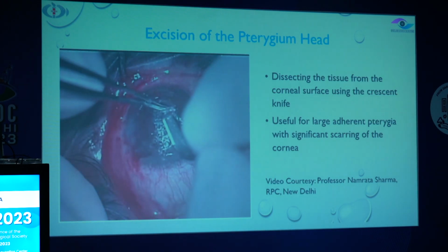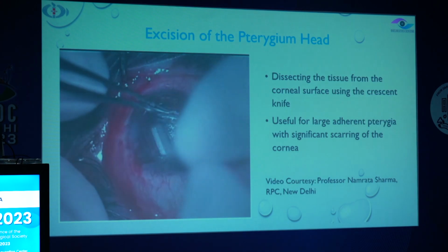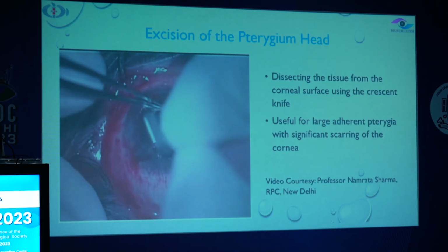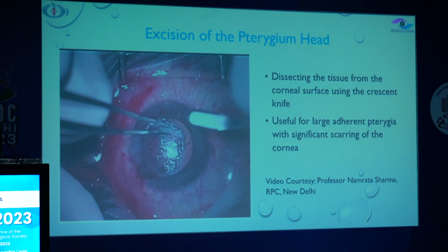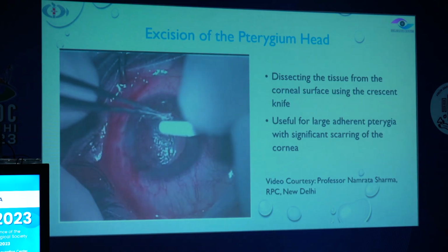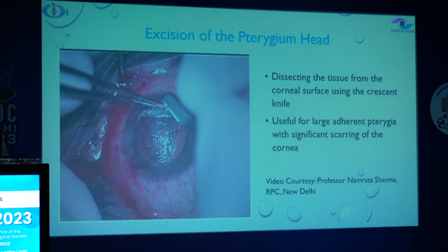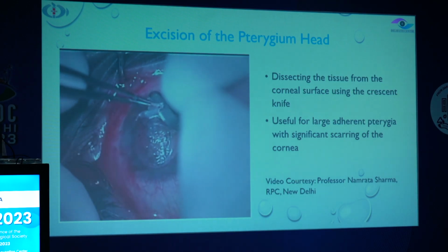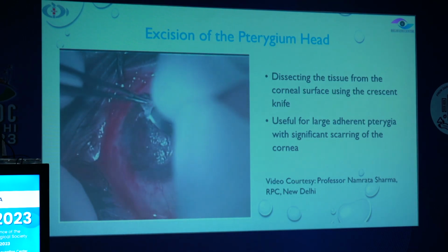Here, a crescent knife comes in handy, and we can dissect the scar as well as the pterygium tissue using the crescent knife. And we have to be extremely careful, as the crescent is way sharper than a number 15 blade. We can land up with a multiplanar dissection, or we can end up going deeper than we intend to.